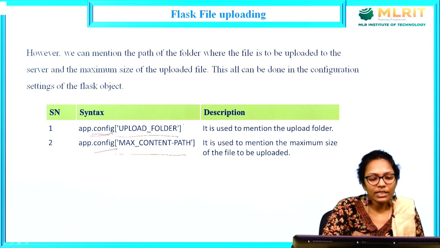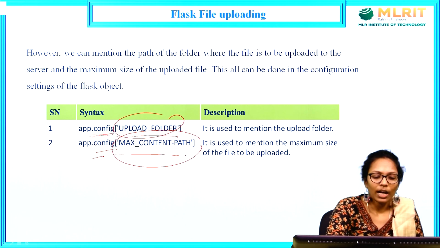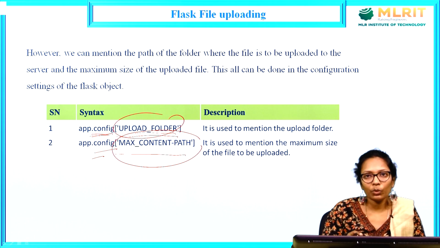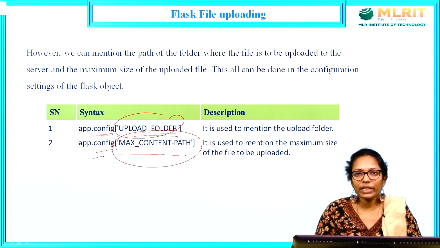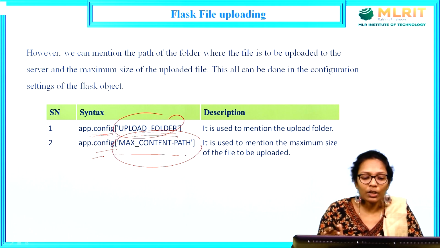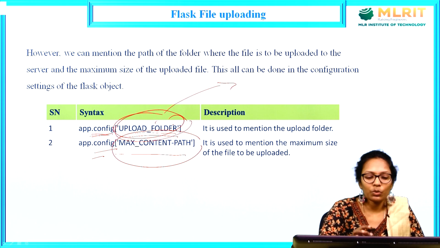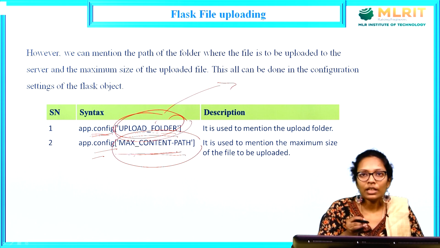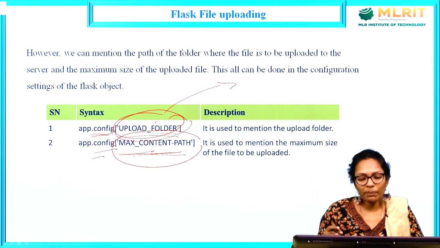So the server can use these two syntaxes for config: upload folder and maximum content length. Once the client has uploaded the file, where should it be stored? For the time being, it will be stored temporarily in one folder, but later on where should it be moved? That can be specified by using this syntax. And after that, how to specify the maximum file size? Using this syntax, you can specify the maximum size of the file.